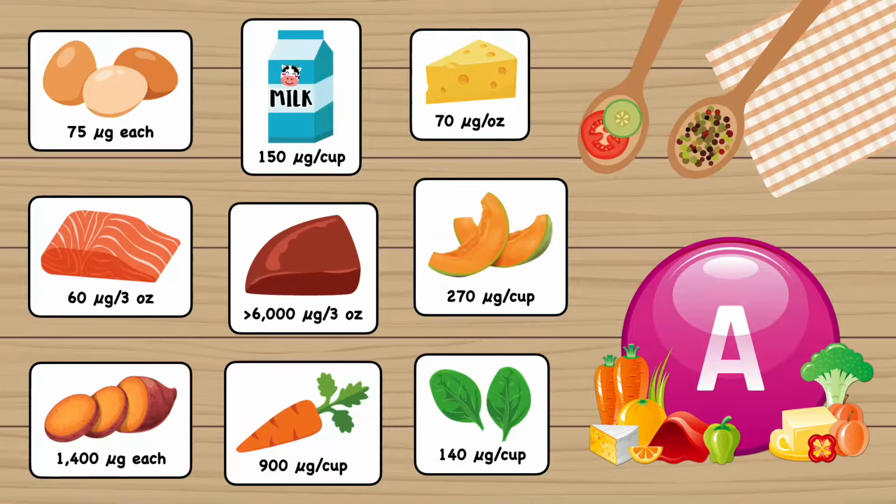A. Common sources of preformed vitamin A include eggs, fish, dairy, and organ meats. Sources of beta-carotene include sweet potato, carrots, cantaloupe, and spinach. As you can see, with more than 6,000 micrograms in just 3 ounces, eating liver can quickly put someone well over the upper limit of 3,000 micrograms per day.